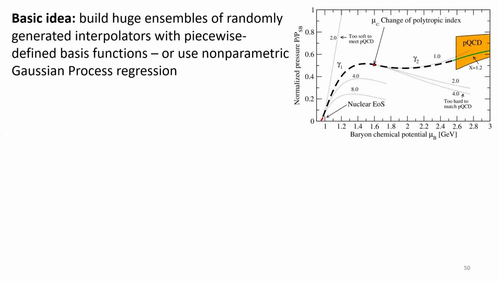The simplest ones that are typically used are piecewise polytropes or piecewise speed of sound interpolators, but you can also have some kind of a complete set of basis functions that go all the way from here to here. But the idea is that you build large families of possible equations of state, and when I say large, I mean millions of potential equations of state that connect at low density to this red part and at high density to this orange band.